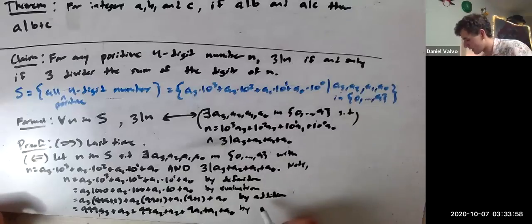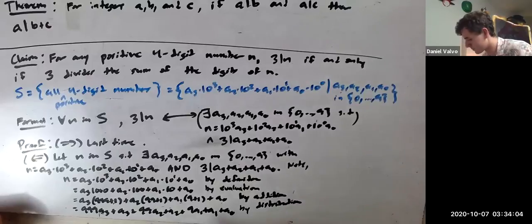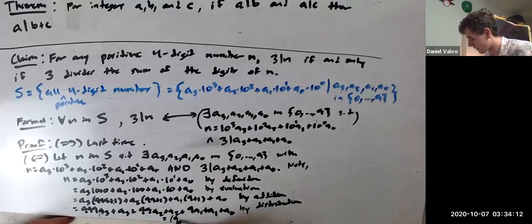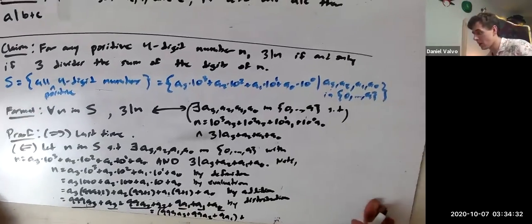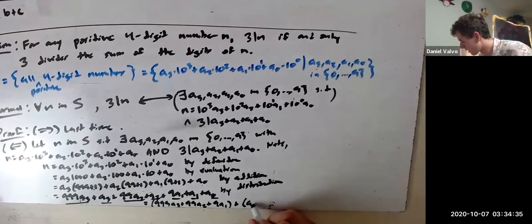This is by distribution. And this is going to equal, if we group this extra bit together, 999 A3 plus 99 A2 plus 9 A1, and then we have the A3 plus A2 plus A1 plus A0. So the key is by looking at it in this way, we will recover the sum of our digits right here.